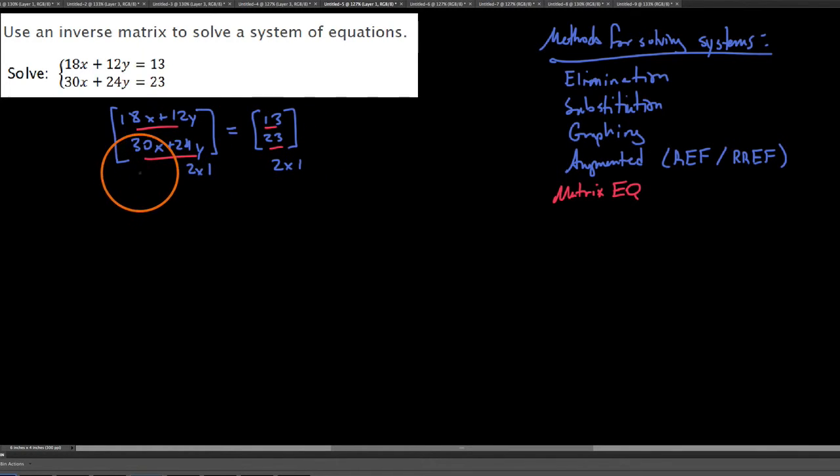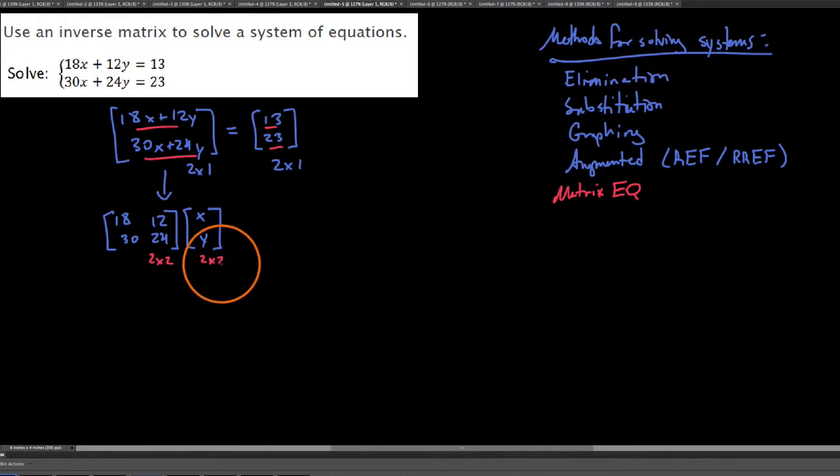We can actually decompose this even further. Because of matrix multiplication, I could say this is the matrix 18, 12, 30, 24, times this 2-by-1 matrix x, y. This is kind of hard for people to see at first. This is a 2-by-2 times a 2-by-1, and all of this still equals 13 and 23 in this 2-by-1. If you take this 2-by-2 times this 2-by-1, the inner dimensions match, and we get a 2-by-1, which is the exact same 2-by-1 you're seeing over here.